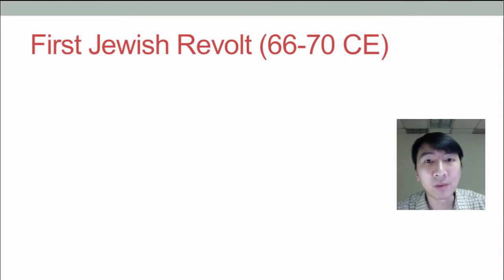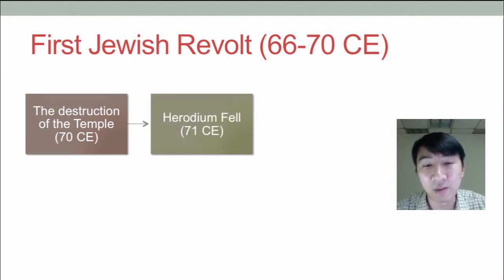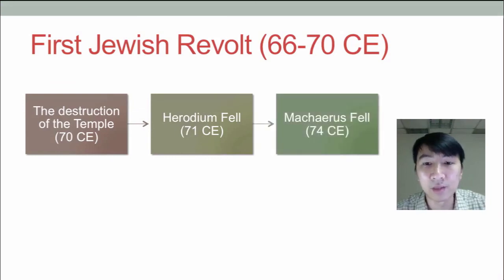So let me just tell you some of the events that happened after the Jewish revolt. The Jewish revolt reached a climax in 70 CE, where the Romans destroyed the temple. Then Herodian fell in 71 CE and Macarius fell in 74 CE. Legend says that there were 960 defenders at Masada. They were not willing to bow down to the Romans, so they decided to commit suicide rather than surrender to the Romans who surrounded them.